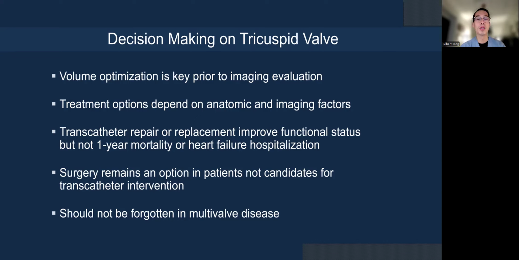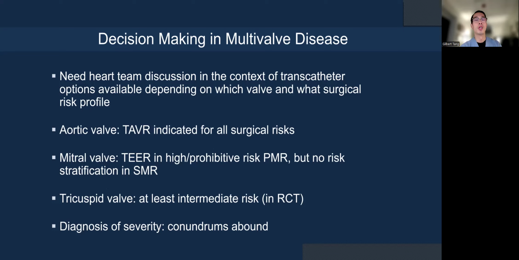And of course, you should not forget about multivalve disease, which brings me to my final point. Patients with multiple valve diseases are now increasingly common, being referred to our clinic. These patients really need a heart team discussion in the context of transcatheter options being available, depending on which valve and what surgical risk profile these patients have. For example, for the aortic valve, we know that TAVR is indicated across all surgical risks. For the mitral valve, however, TEER is only for higher prohibitive risk in primary MR, and there is rarely risk stratification in secondary MR. For the tricuspid valve, typically the trials have dictated at least intermediate surgical risk.